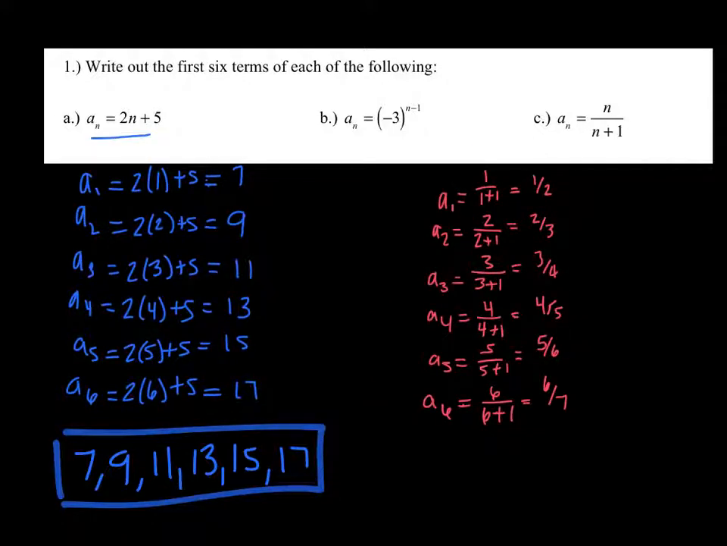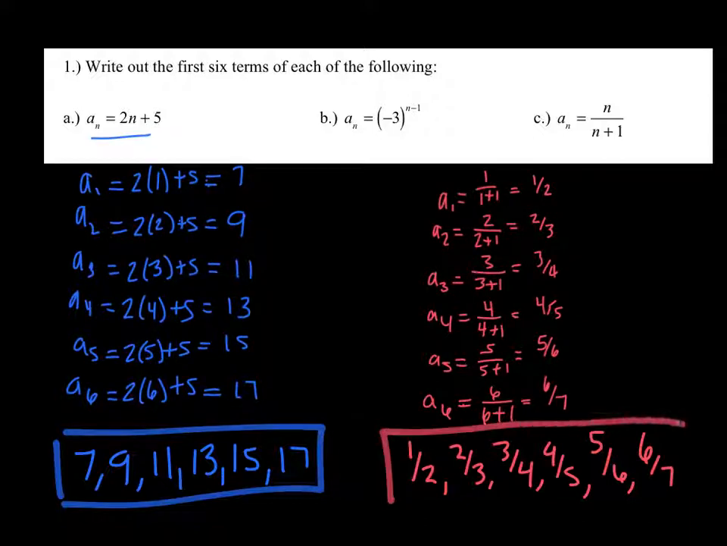So your first 6 terms: 1 half, 2 thirds, 3 fourths, 4 fifths, 5 sixths, and 6 sevenths. So it's really nice if they give you the rule, because then all you guys have to do is plug them in. So go ahead. You guys can try the other one. I'm going to keep on moving along.